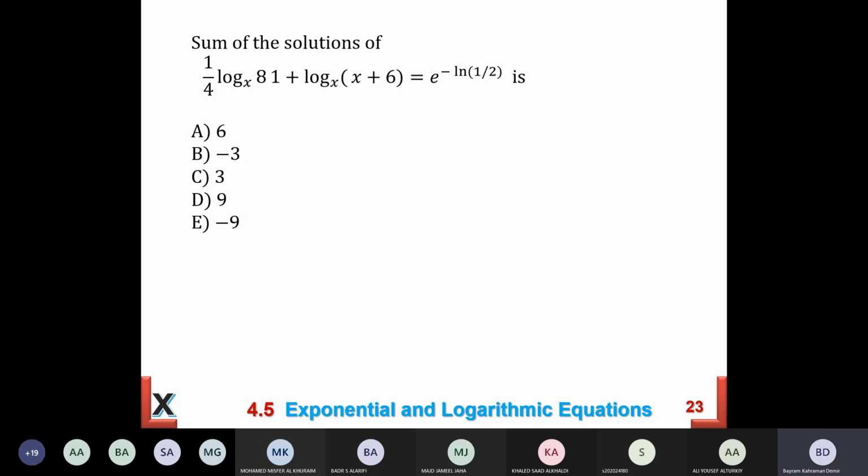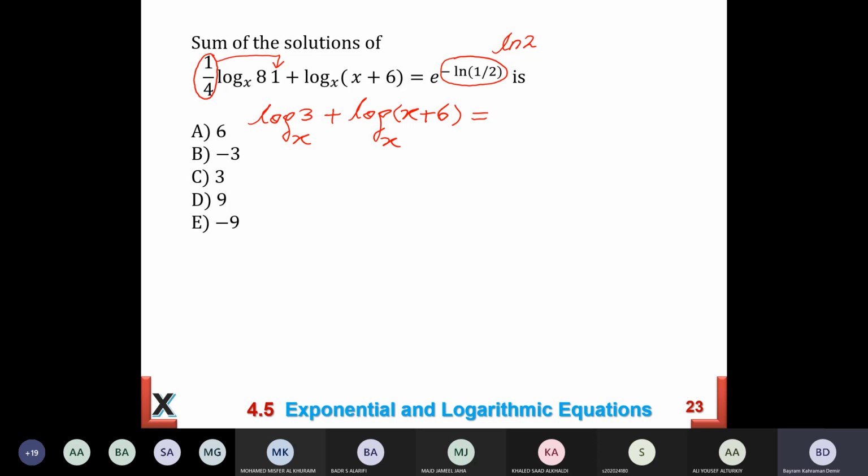What is the problem here? Well, we have 1 over 4 here, Shabab. It can come as a power of 81. So it becomes what? Logarithm of 3, correct? Yes. Base x and plus logarithm of x plus 6 and base x again equals to, well, negative ln 1 over 2, which is the same as ln 2.